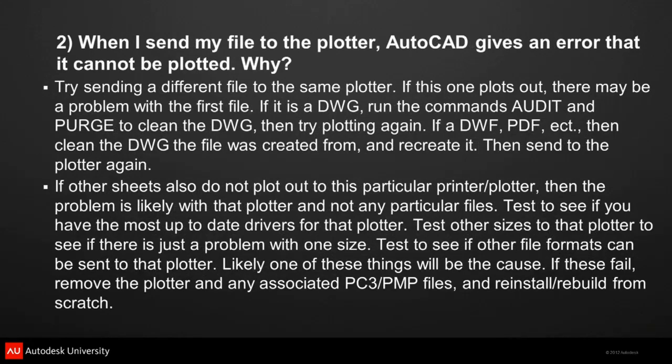When I send my file to the plotter, AutoCAD gives an error that it cannot be plotted. Why is this? And I left that generic because it could be any one of several different errors. But if this happens, first thing to do is to try sending a different file to that same plotter. So in support, what we do is we're trying to narrow down and troubleshoot where the problem may be coming from. So what we try and do is eliminate where it could be first and narrow down where your trouble could be coming from. If you plot a different file and it works, then you know that it's actually the file that's a problem in all likelihood and not the actual device.